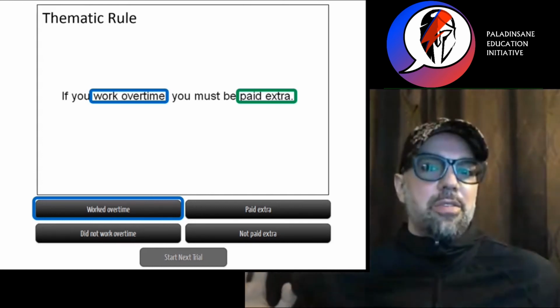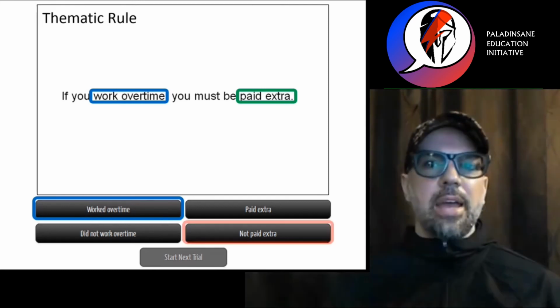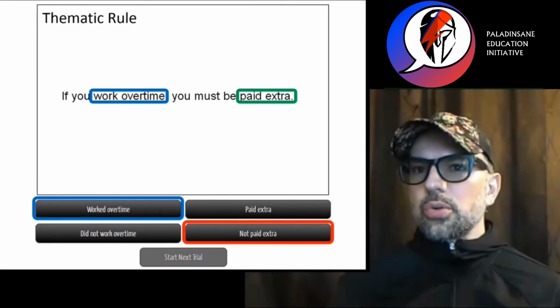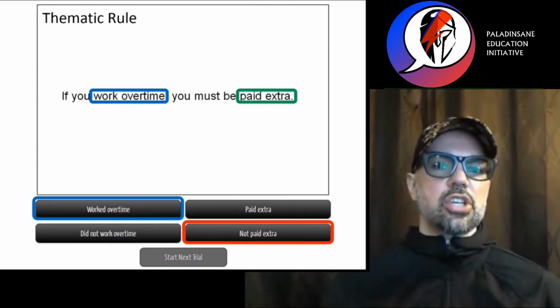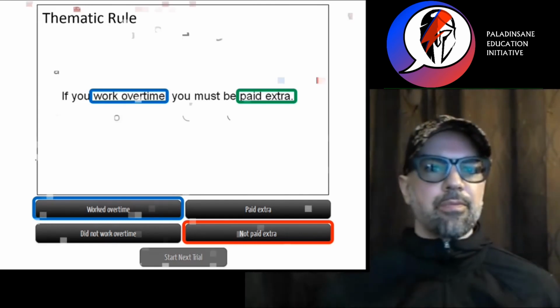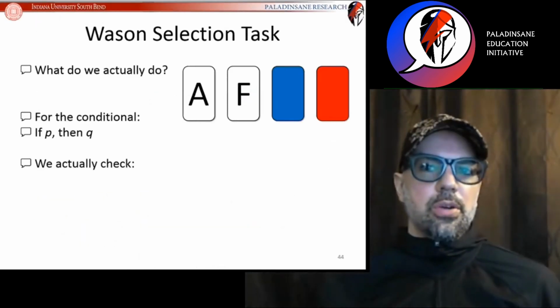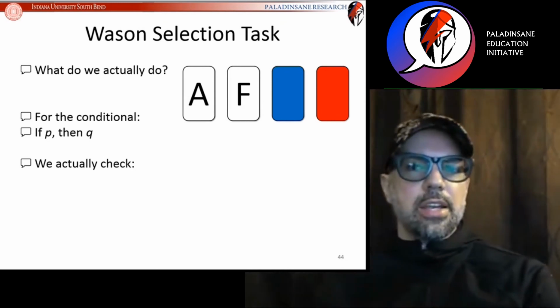Like bank error in your favor, that's great. But you need to check if you were not paid extra, because you better be sure that that was not a week where you worked overtime, right? So that's what you need to check. You need to check the not Q, not paid extra. So that's what we should do for the conditional syllogisms. We should check P and we should check not Q.